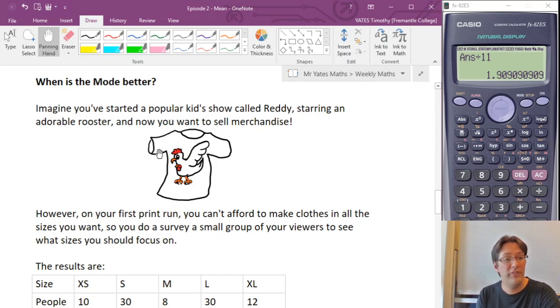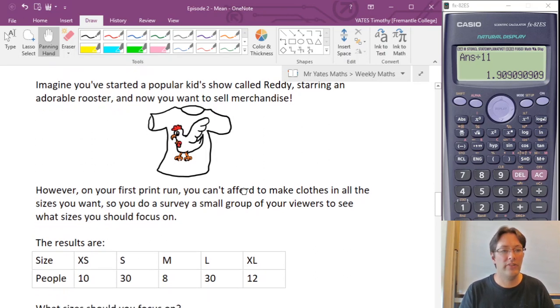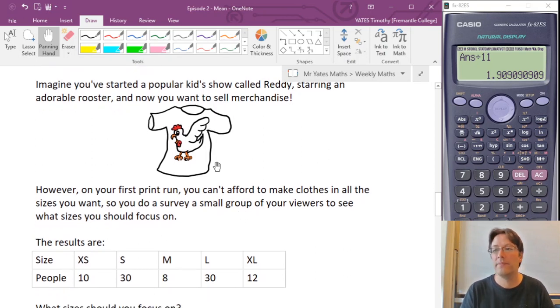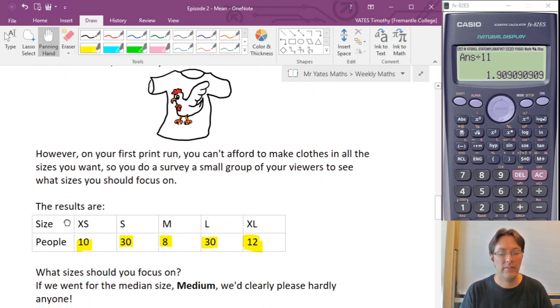So on your first print run, you can't afford to make clothes in all the sizes that you want. So you do a little survey, and you survey a small group of your viewers to see what sizes you should focus on. And you find out that 10 of the people in your survey want an extra small, 30 want a small, 8 want a medium, 30 want a large, and 12 want an extra large. So you want to ask, what sizes should I focus on?